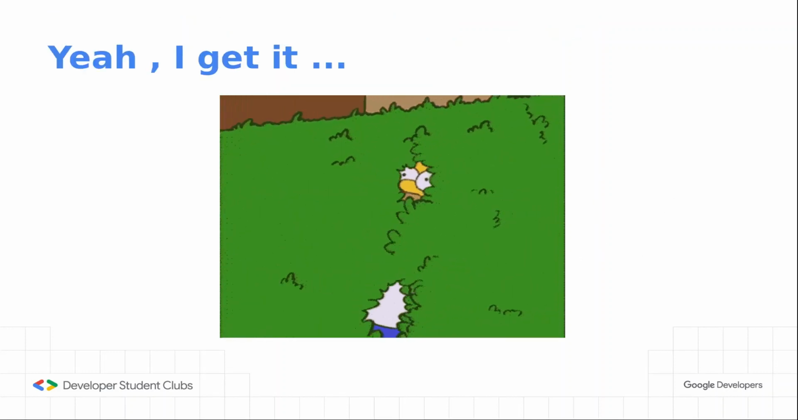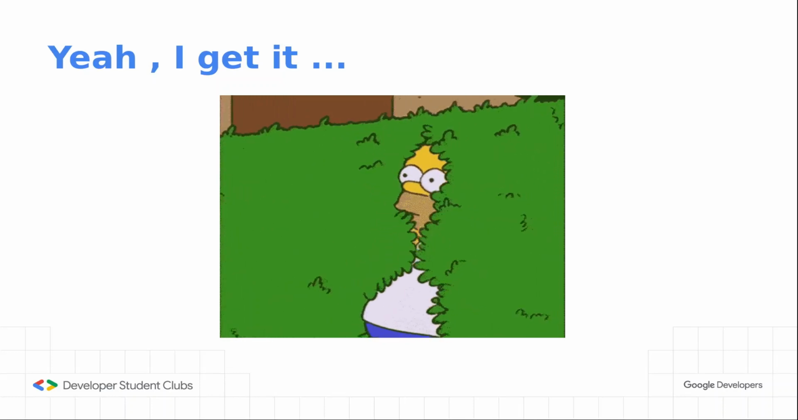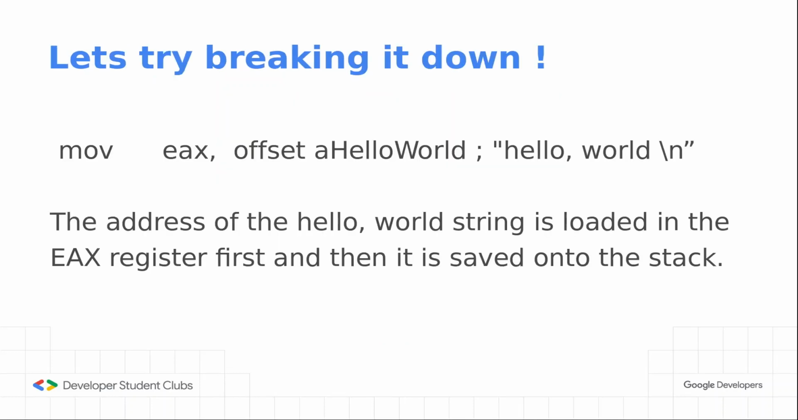Yeah, I get it, but trust me, you'll get used to the technical jargon very soon. This particular instruction right here is a main part of our code. The address of the hello world string is located in the EAX register first. Then it is saved onto the stack. Again, stack is a temporary place where your variables and their values sit.